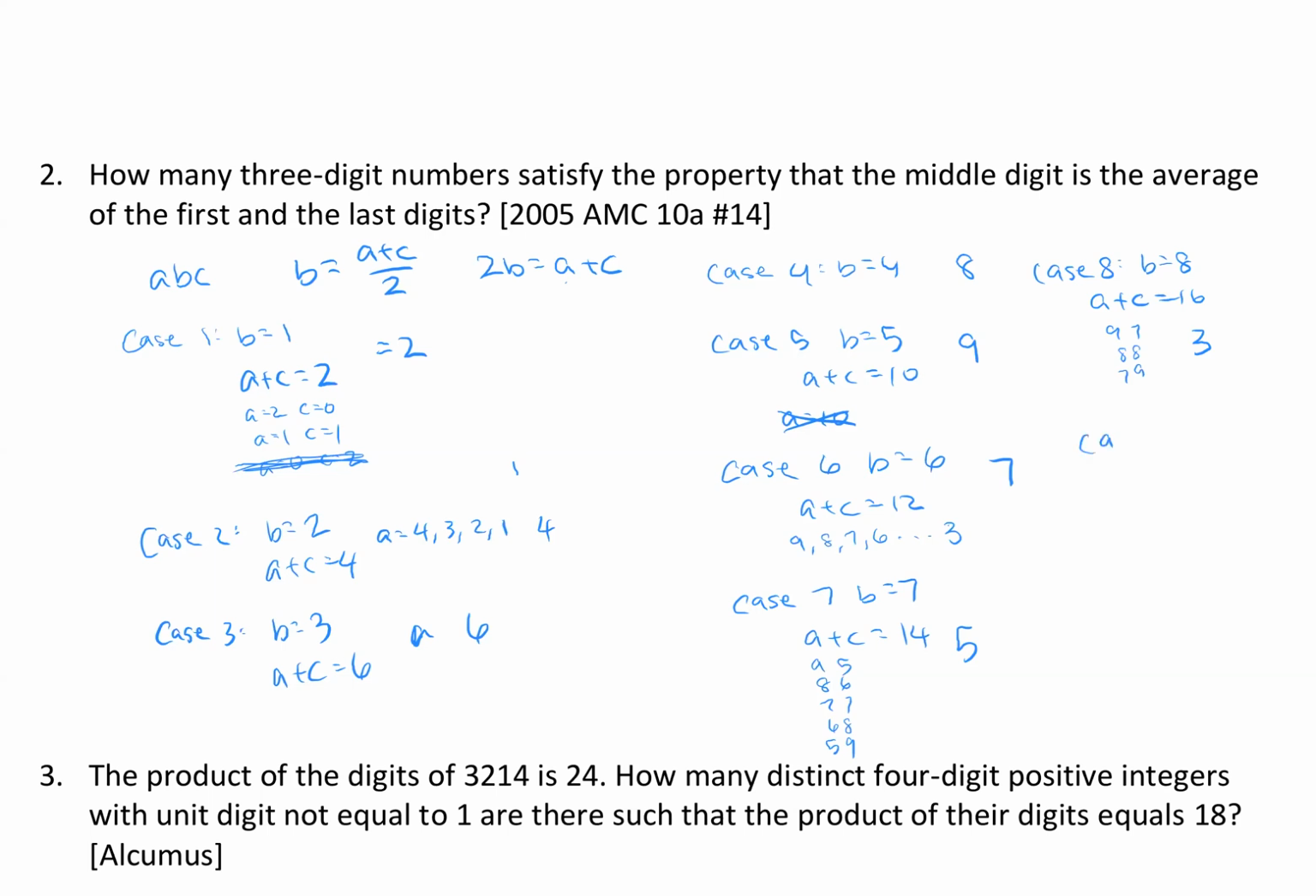And then lastly, case 9, B equals 9. A plus C equals 18, and it has to be 9 and 9, so there's only 1. So when we add this up, we have 2 plus 4 plus 6 plus 8 plus 9 plus 7 plus 5 plus 3 plus 1. And then when we add this up, it would be equal to 45. So that's our answer.